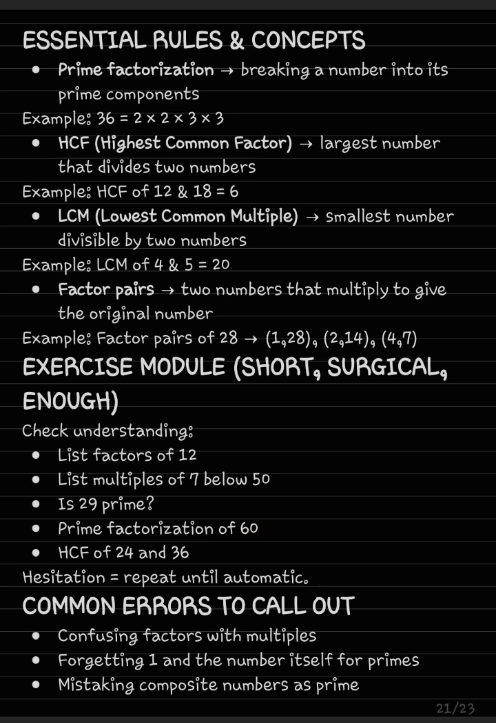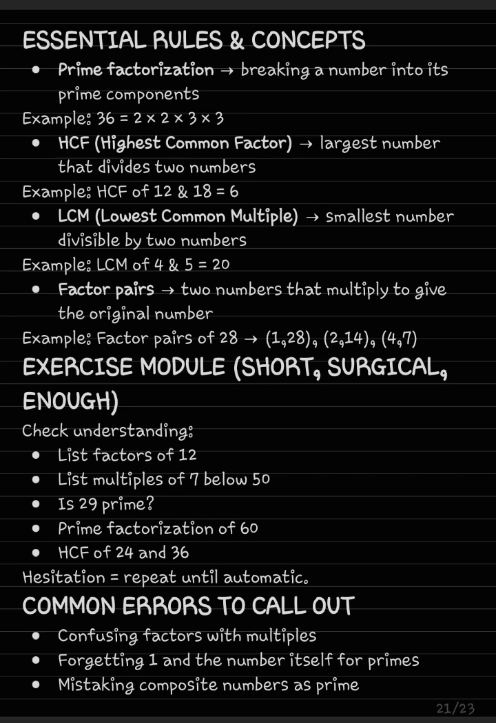Common errors to avoid. To ensure complete mastery, be aware of these common pitfalls. Confusing factors with multiples. This is the most frequent error. Remember, factors divide a number. Multiples are generated by a number through multiplication. Forgetting 1 and the number itself. When identifying prime numbers or listing factors, always include 1 and the number itself.